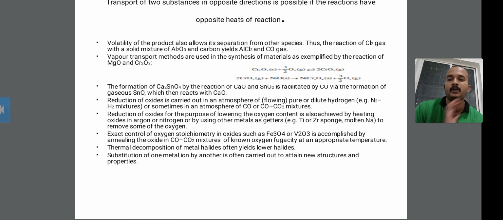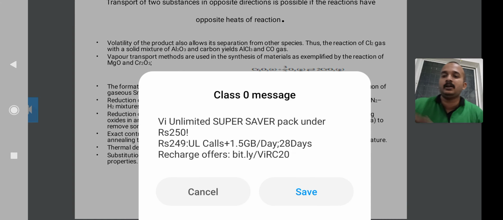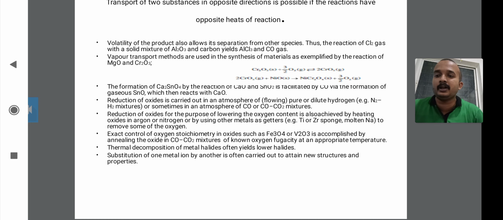Then the reduction of the oxide is carried out in an atmosphere of pure or dilute hydrogen, or sometimes in an atmosphere of CO or a CO-CO2 mixture. So you have to know that the reduction of the oxide is carried out in a controlled atmosphere, which is pure or dilute hydrogen. This is also a common reaction employed in synthesis.